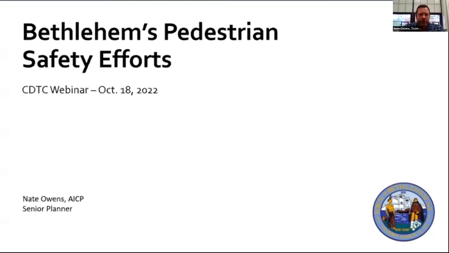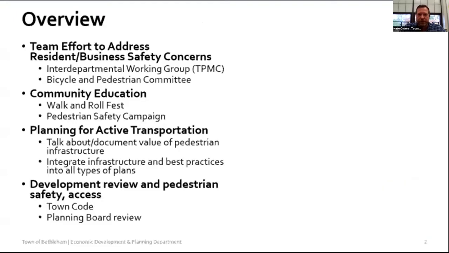Focus on pedestrian and bicycle safety. I'll be going over four main areas that the town's involved in on this front. And really it's a team effort to address pedestrian safety concerns in town. We've got a staff working group, and a bicycle and pedestrian committee that are very dedicated.